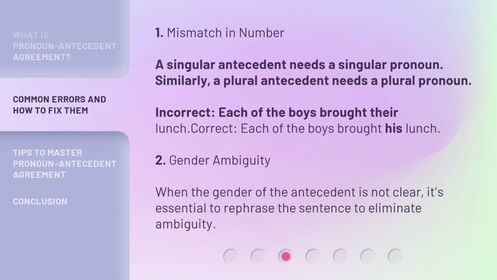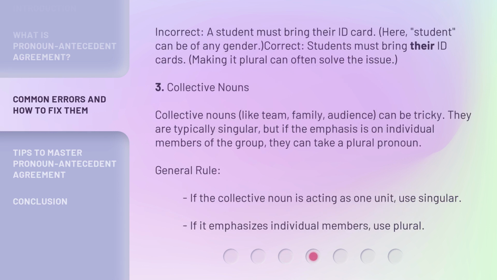2. Gender ambiguity. When the gender of the antecedent is not clear, it's essential to rephrase the sentence to eliminate ambiguity. Incorrect. A student must bring their ID card. Here, student can be of any gender. Correct. Students must bring their ID cards. Making it plural can often solve the issue.